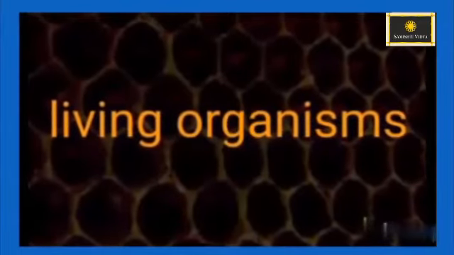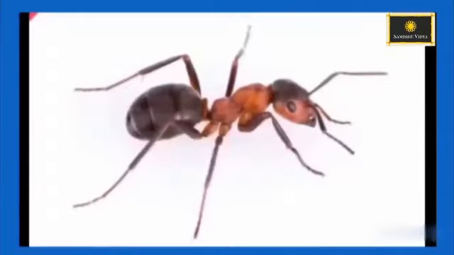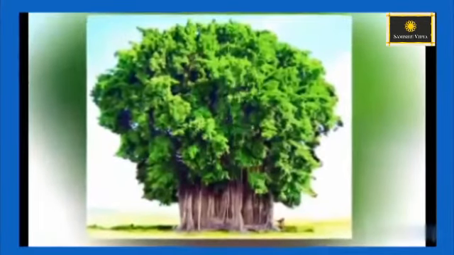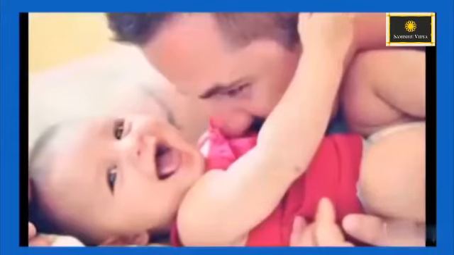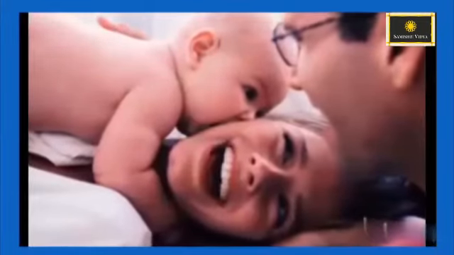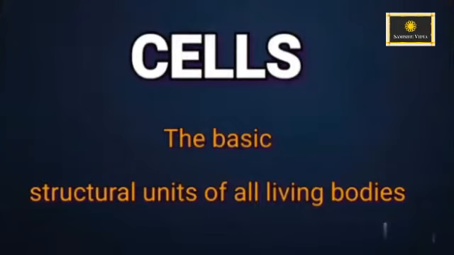Similarly, all the living organisms, be it small ants, grass, dogs, fish, or big trees, including our cells, are also made up of small units. These are called cells. Cells are the basic structural units of all living bodies.